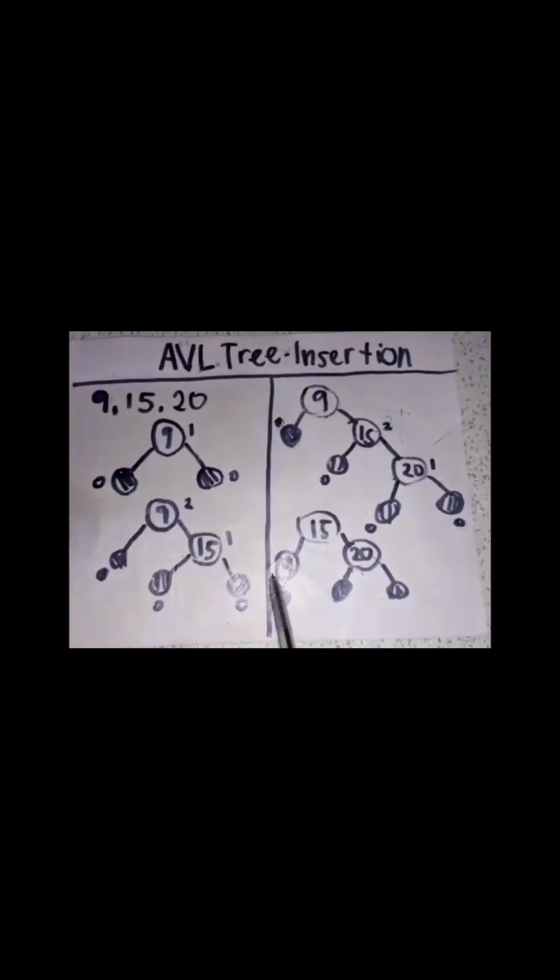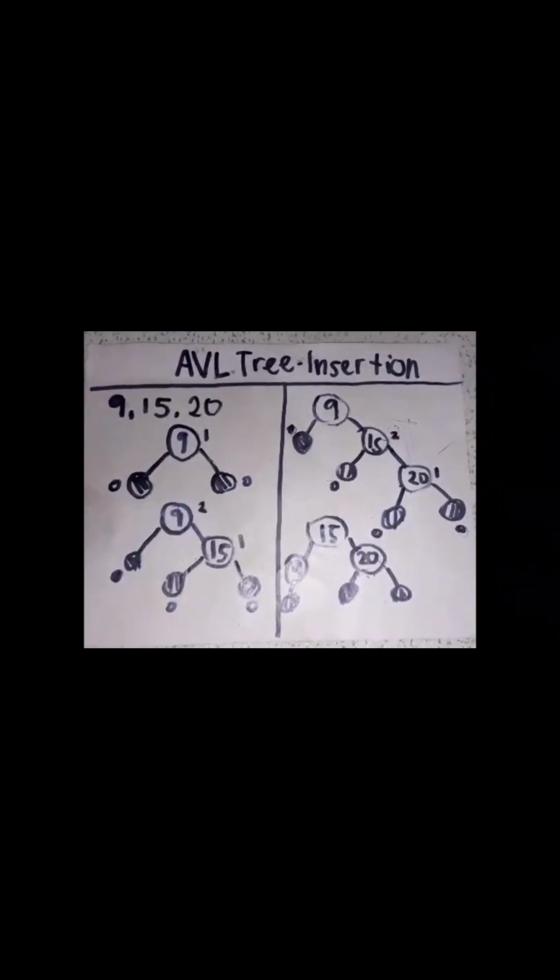Let's look at the height differences. I'm going to start checking from the external nodes. External nodes have a height of 0. 20 has a height of 1, and its sibling has a height of 0. 9 is going to be on the left because 9 is less than 15, and 20 is going to be on the right because 20 is greater than 15. This is the final AVL tree after insertion.